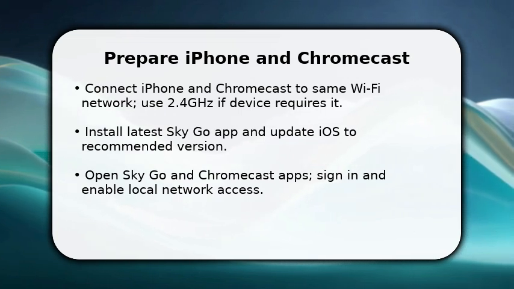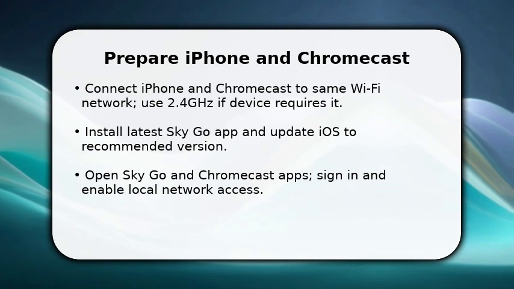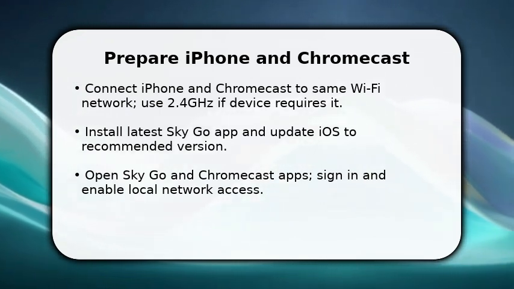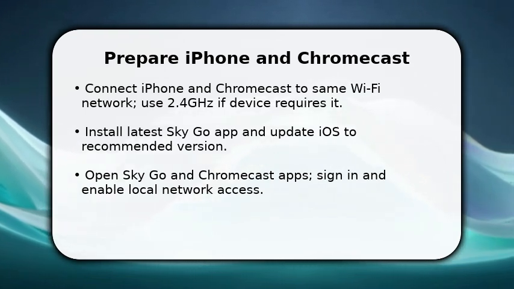Next, open Sky Go and grant local network permissions. This lets the app find the Chromecast. You should also open Google Home to confirm the Chromecast is online. These steps reduce errors and get you ready to cast immediately.